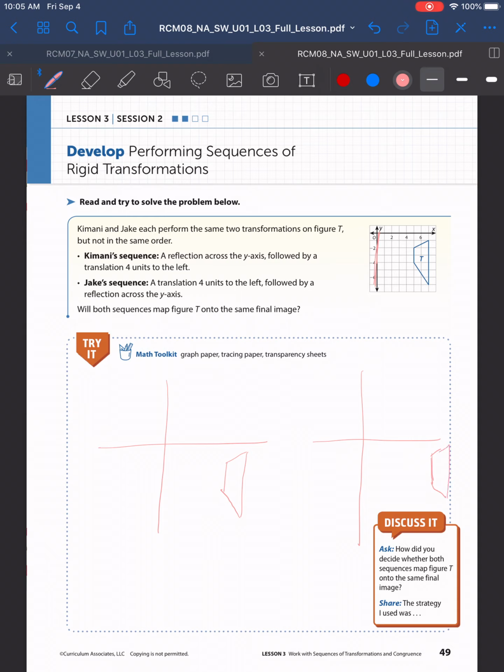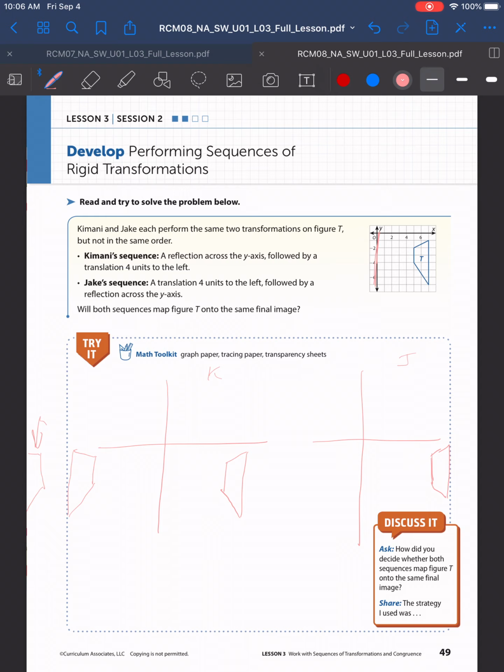Okay, so let's think about this. This will be the first one, this will be Kamani, okay? And this will be Jake. So Kamani's going to reflect it across the y-axis first, which would put it like this. Okay, so it reflected, it looks like it's about the same distance from here to here. Okay, let me erase my little dashed lines. Then it's going to translate 4 units to the left. Oh my gosh, I'm going to run out of room. So it's going to even go further over here. It's going to go off the paper even, okay? So this is my final image for Kamani.